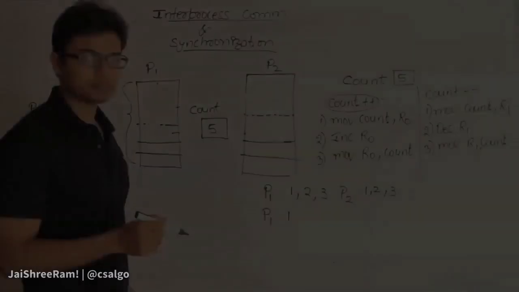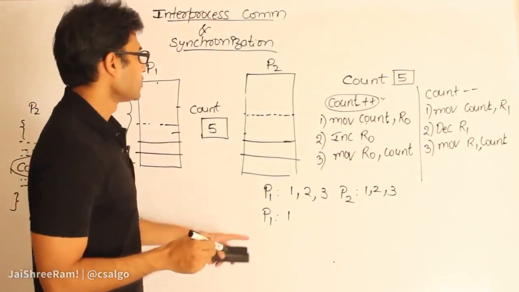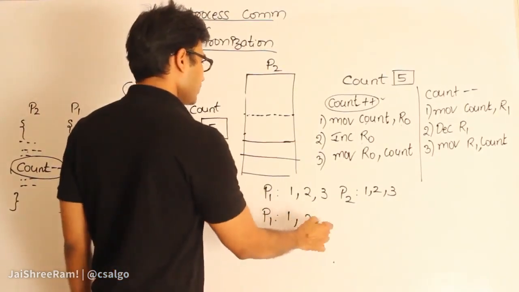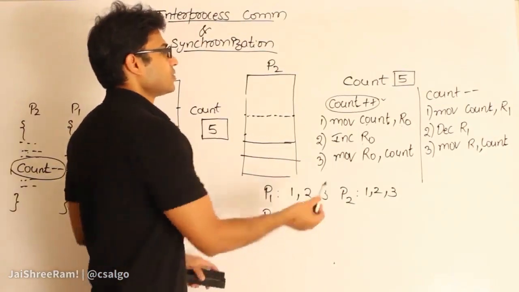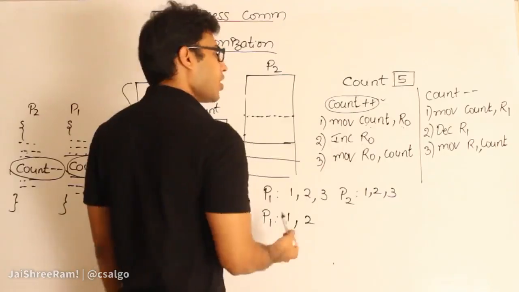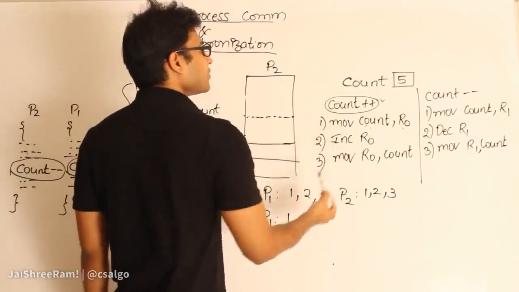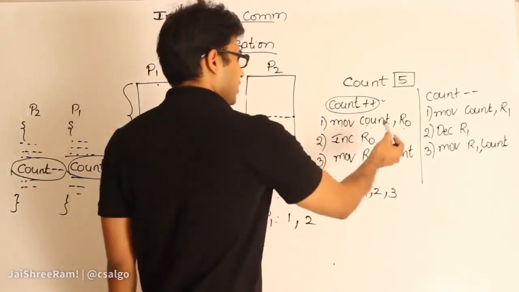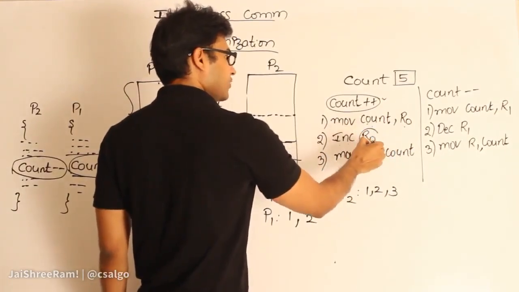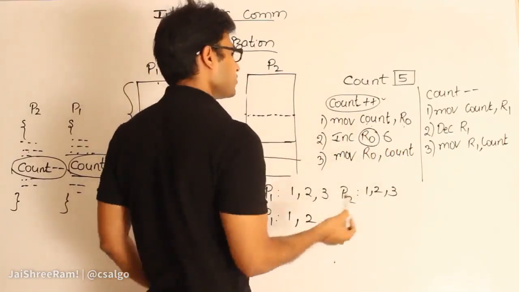Now if P1 executes line number 1 and let us say line number 2, then what happens here? Initially count equals 5 and that count will be moved to R0, and now R0 will be incremented by 1, which means R0 took 5 and now it is incremented by 1, so now the value of R0 is 6. That is what has happened.